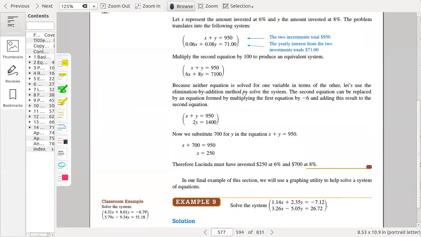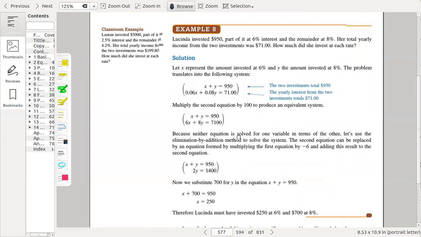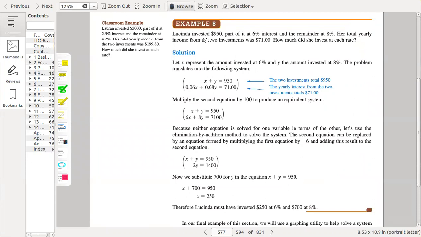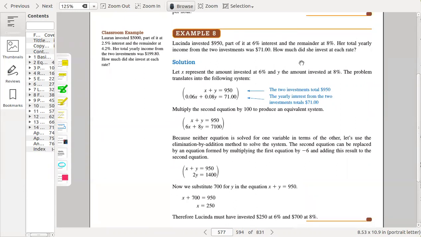So the next example is also a similar example. Say Lucinda invested $950, part of it at 6% interest, and the remainder at 8%. Her total yearly income from the two investments was $71. How much did she invest at each rate? So let X represent the amount invested at 6% and Y the amount invested at 8%. The total was 950, so X plus Y should be equal to 950.